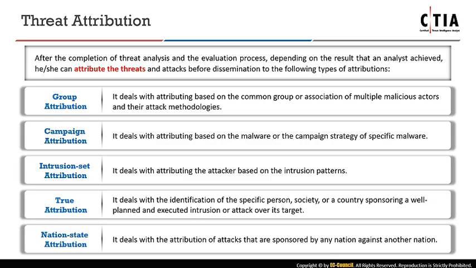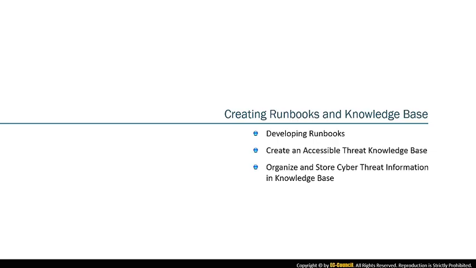And like I mentioned before with a group, a subset of group, when you look at true attribution, that's a subset of group. Another subset of group is nation-state attribution, right? So we're looking at what nation is the threat actor, which is the nation state that is conducting the operation. So true nation-state, intrusion set, campaign, and group attribution. And as you can see, a lot of these are very often mixed with each other.